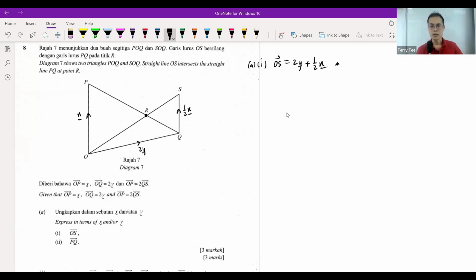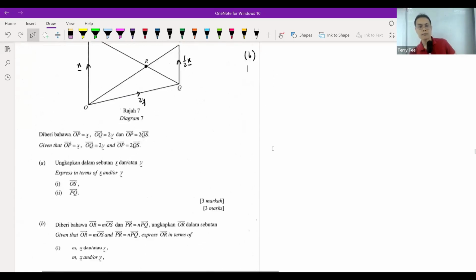Okay, next, you're finding PQ. So to go from P to Q, I can go P to O, O to Q. That is minus X plus 2Y. Yeah, when you go in the opposite direction, please put the negative up. So your PQ is minus X plus 2Y. You can rearrange it. If you leave it like this, it's still okay. Yeah. All right. Next, let's move on to part B.